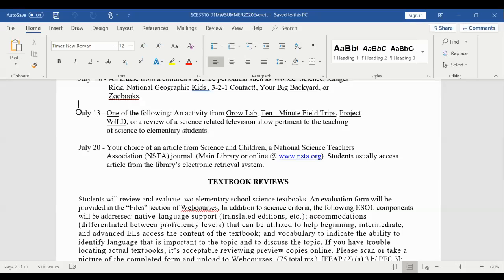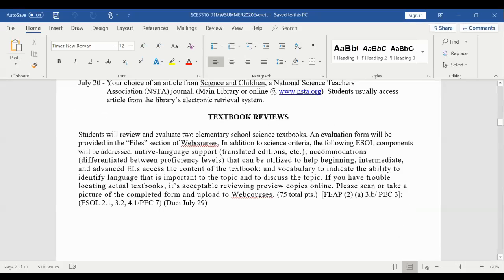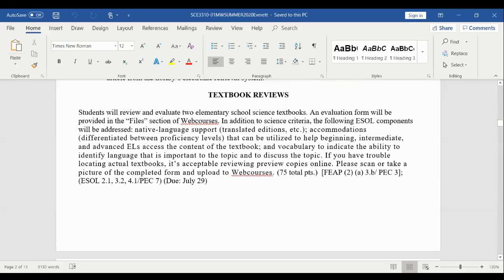Okay? Textbook review. Well, normally we would go to CMC, but we don't do that now. So you're going to have to find 2 elementary textbooks, same grade level, 2 different publishers. You may only be able to find what they call a preview copy online. So do your best on that.